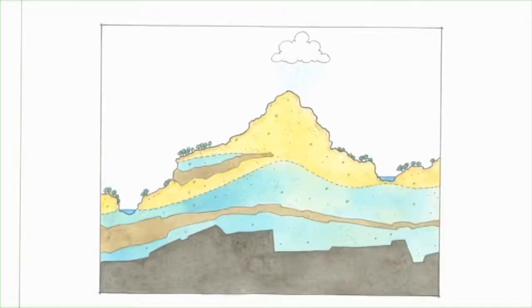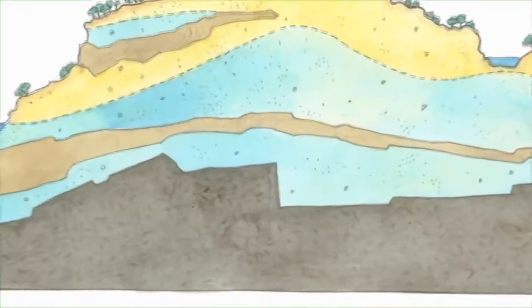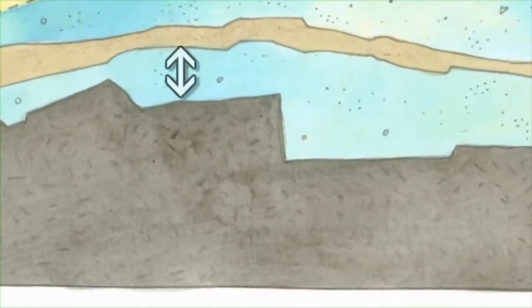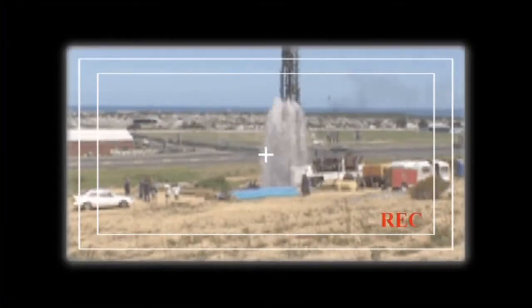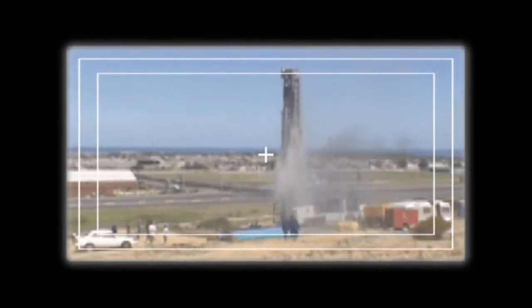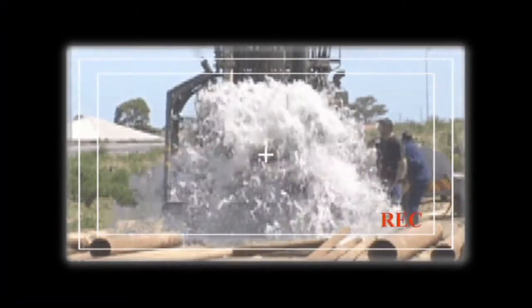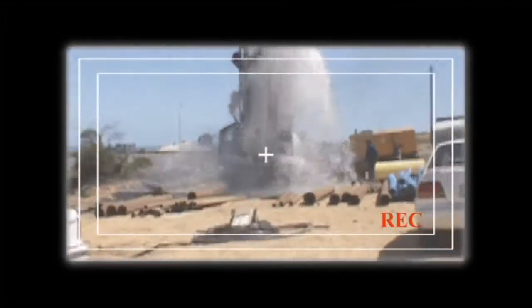Confined aquifers, by contrast, are under pressure and are generally sandwiched between two layers of impermeable rock. When drilling boreholes into these types of aquifers, water may shoot into the air once the top layer of impermeable rock is pierced. They are called artesian boreholes.